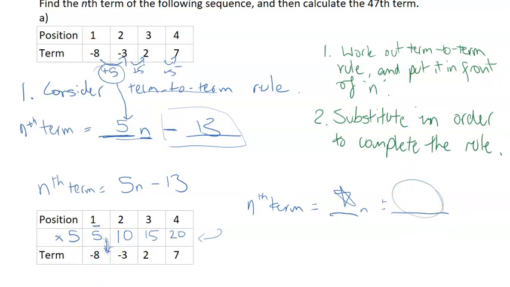And last but not least, the question did ask, calculate the 47th term. Once you have the rule, 5n take 13, then 5 times 47 take 13 is going to give you the 47th term, which in this example is 222. So the 47th term is 222.